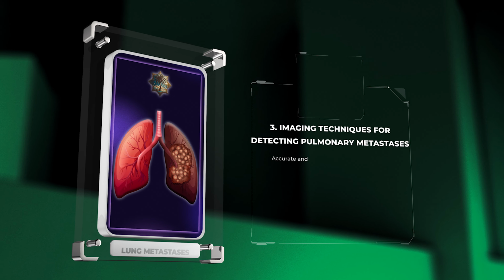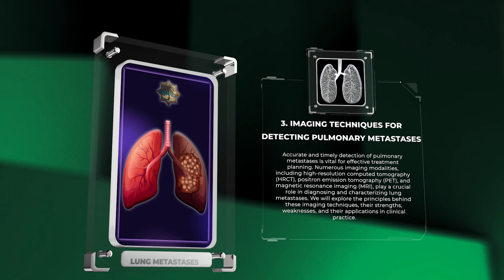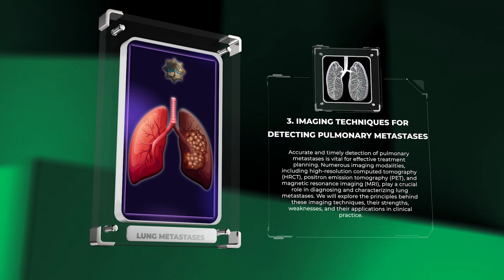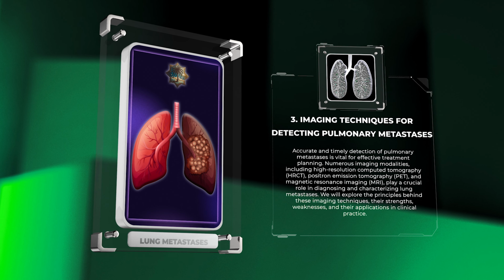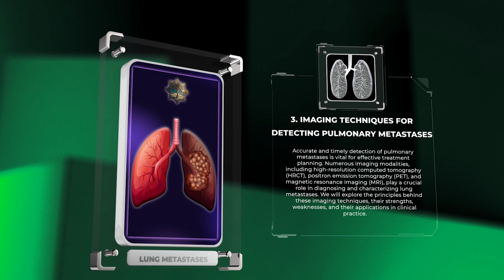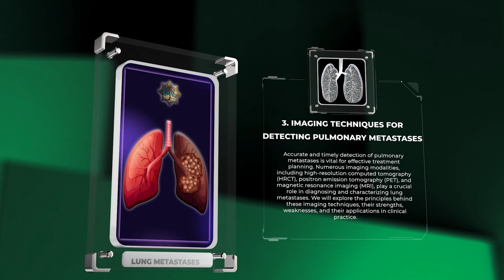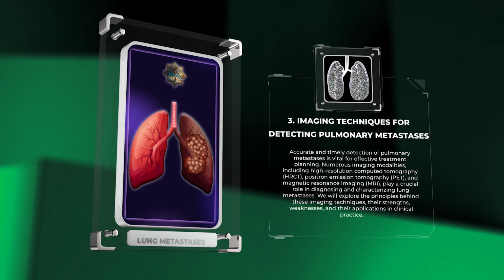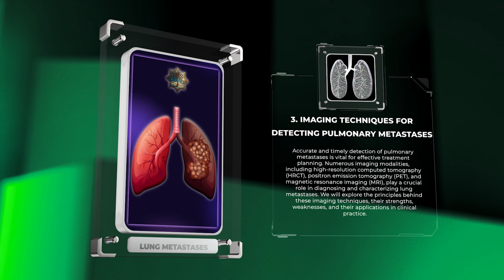Accurate and timely detection of pulmonary metastases is vital for effective treatment planning. Numerous imaging modalities, including high-resolution computed tomography, HRCT, positron emission tomography, PET, and magnetic resonance imaging, MRI, play a crucial role in diagnosing and characterizing lung metastases. We will explore the principles behind these imaging techniques, their strengths, weaknesses, and their applications in clinical practice.